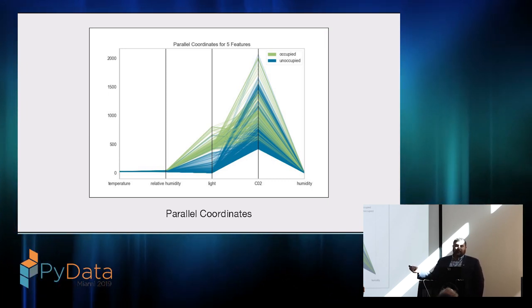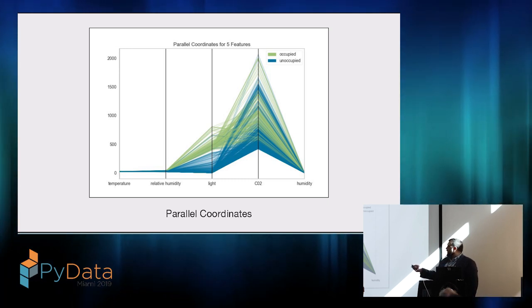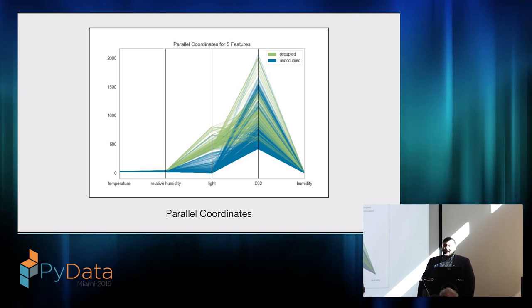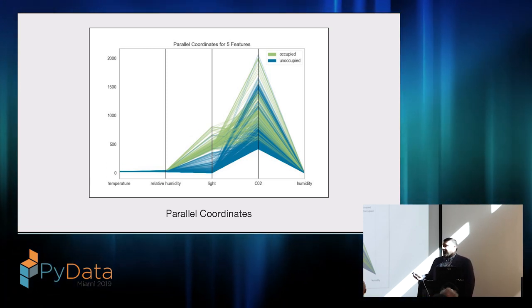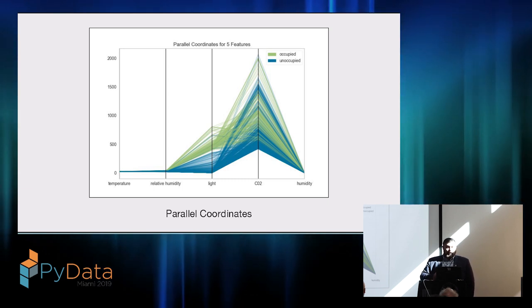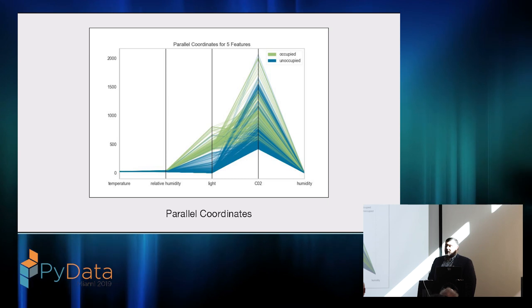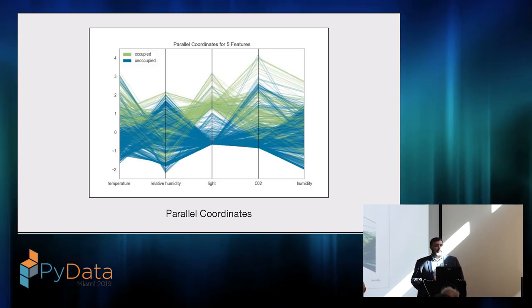We have a problem in this visualization, and this problem also exists in our modeling, and that's that the magnitude of the unit of CO2, which is measured in parts per million, is much higher than the magnitude of the units for relative humidity or temperature. And in many models, this might be a problem, and it's certainly a visual problem for us. So we can start to explore the effect that normalization has on our data set.